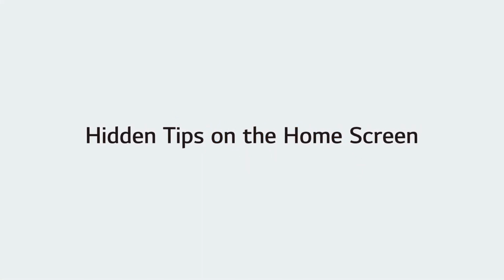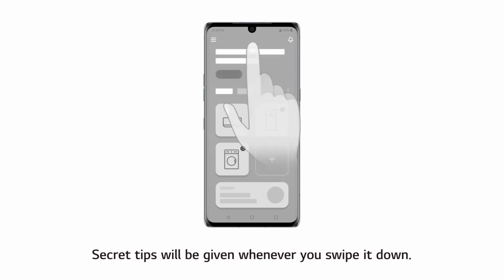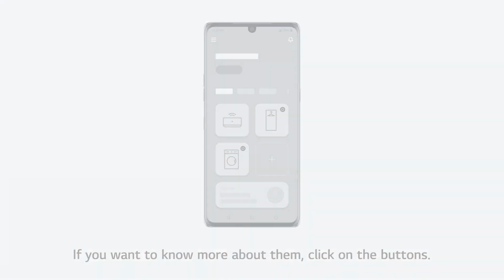Hidden tips on the home screen. Swipe down from the top of the home screen. Secret tips will be given whenever you swipe it down. If you want to know more about them, click on the buttons.